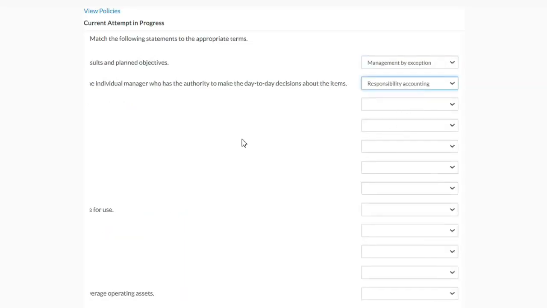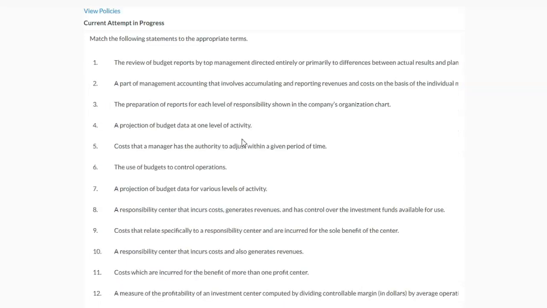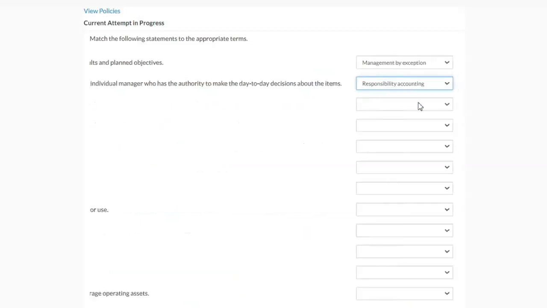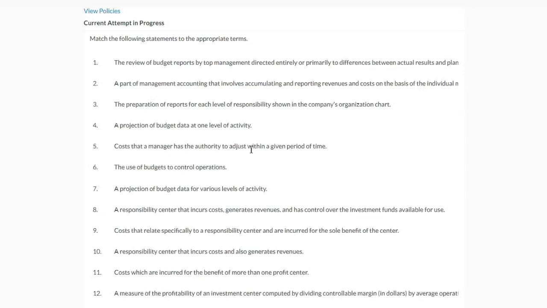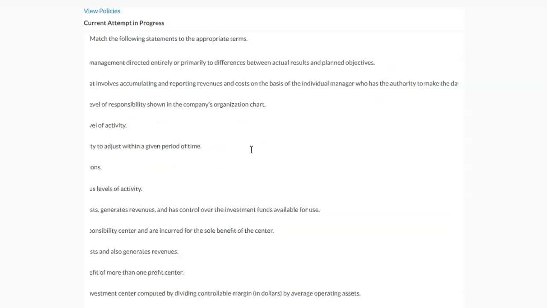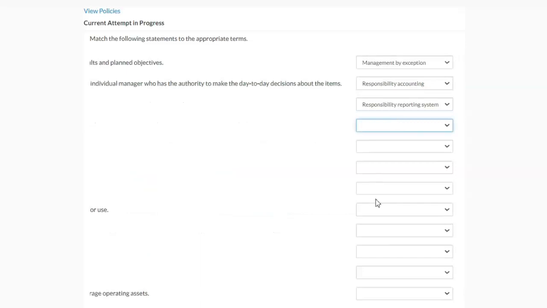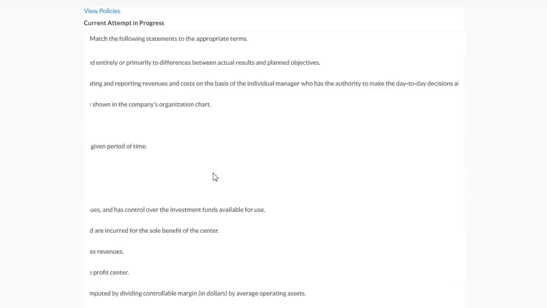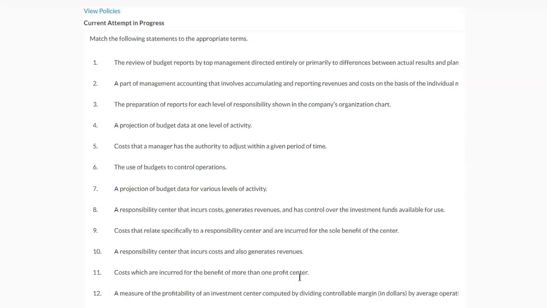Yes. Preparation of reports for each level of responsibility shown in the company's organization chart. Reporting system. What is that? Responsibility system. Good. Responsibility reporting system. Okay. A projection of budget data at one level of activity, that is static. Static, right? Budget static, maybe. Yes.